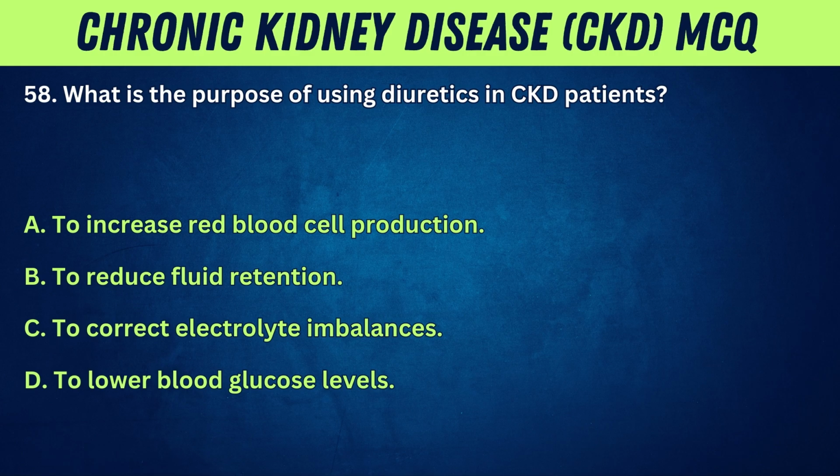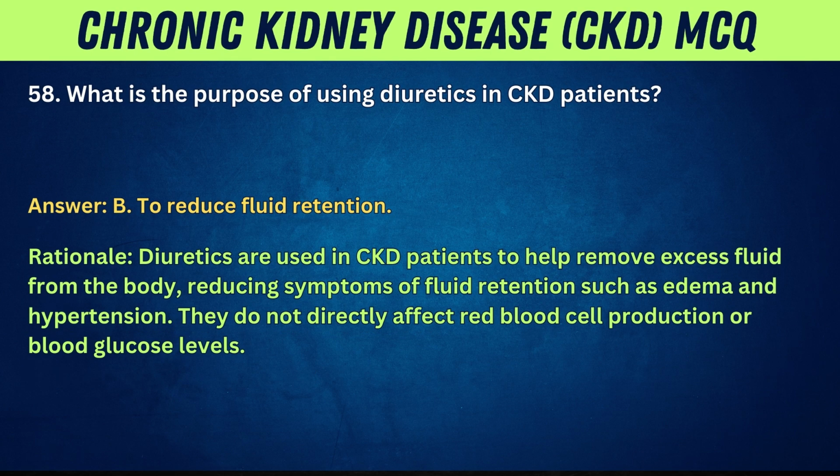58. What is the purpose of using diuretics in CKD patients? A. To increase red blood cell production. B. To reduce fluid retention. C. To correct electrolyte imbalances. D. To lower blood glucose levels. Answer: B. To reduce fluid retention. Rationale: diuretics are used in CKD patients to help remove excess fluid from the body, reducing symptoms of fluid retention such as edema and hypertension. They do not directly affect red blood cell production or blood glucose levels.